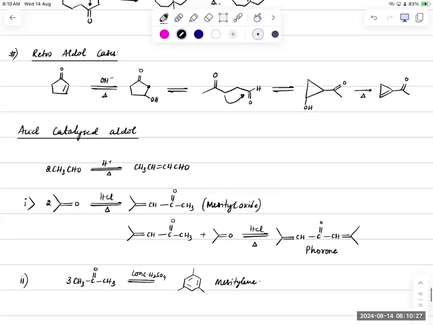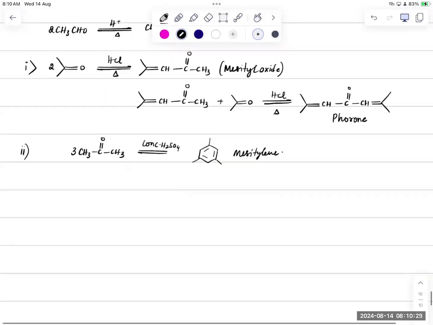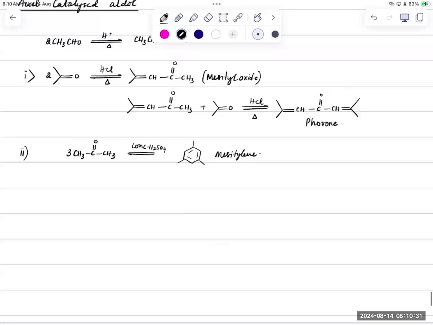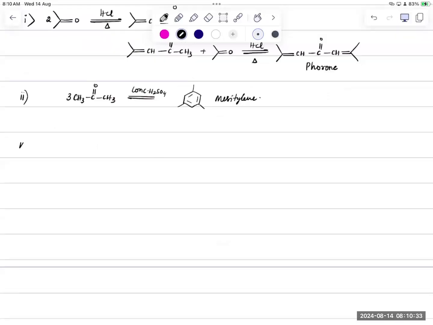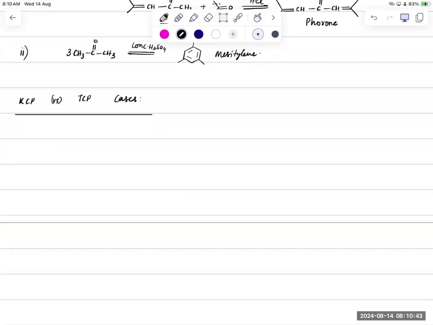So, guys, these are the aldol cases. Mostly, these are the ones which are asked. Next, KCP versus TCP cases. So, what is the reaction that will happen in terms of KCP and TCP?